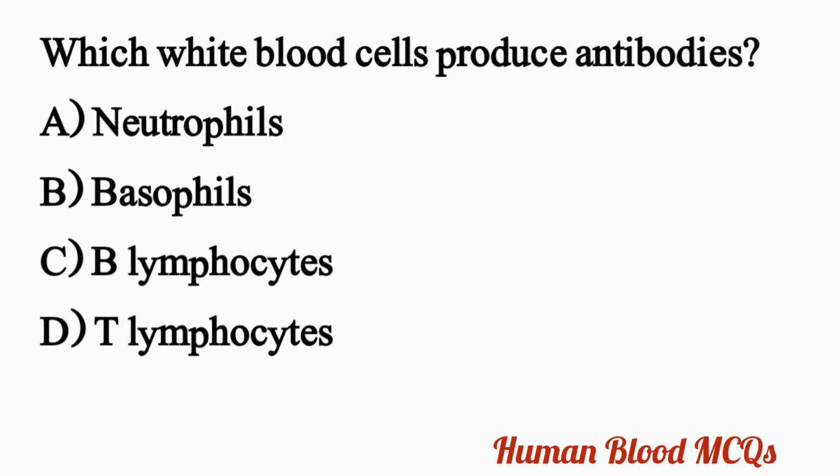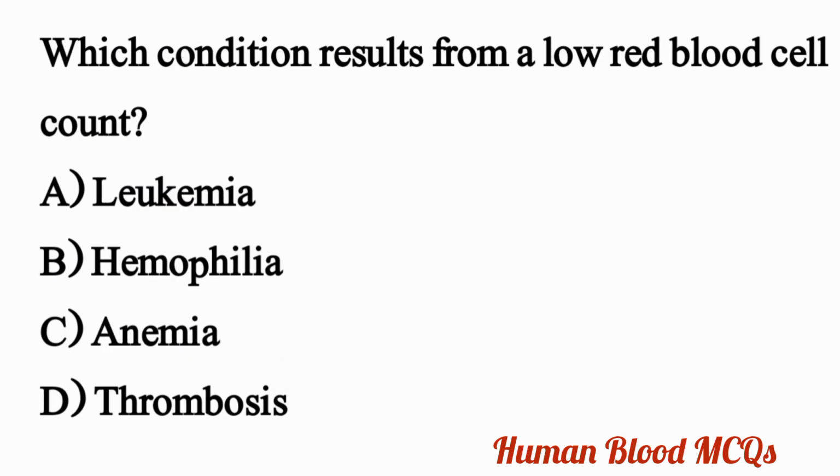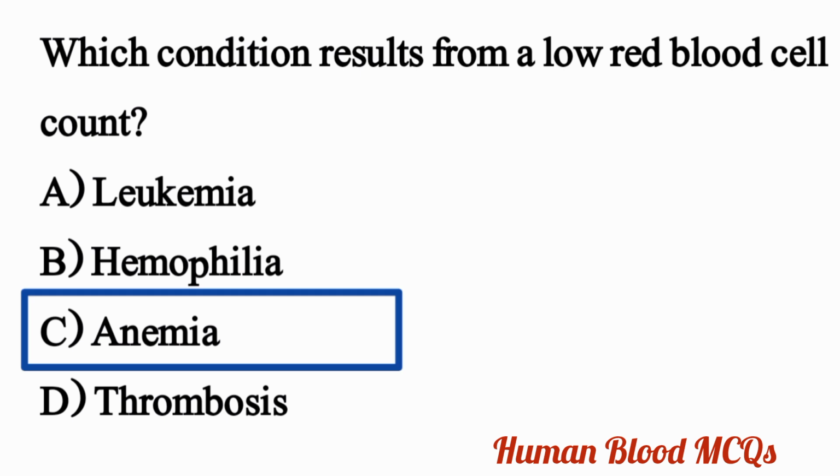Which white blood cells produce antibodies? The right option is option C, B lymphocytes. Which condition results from a low red blood cell count? The right option is option C, anemia.